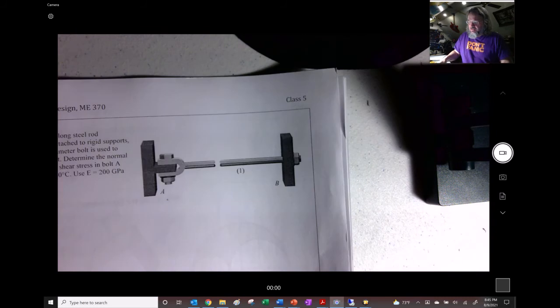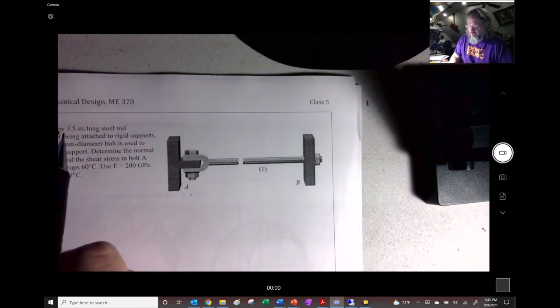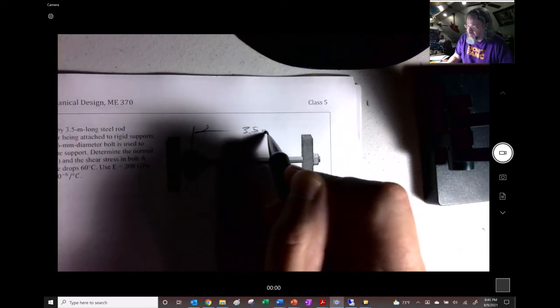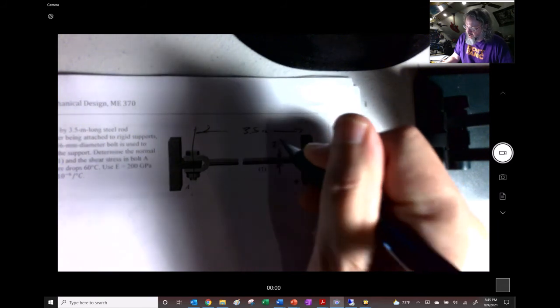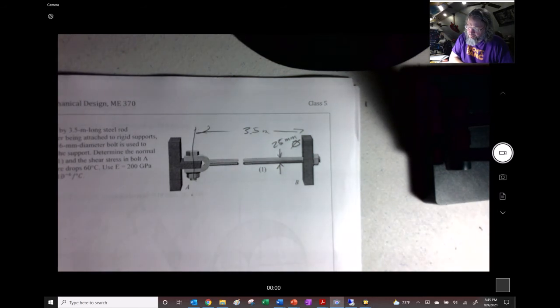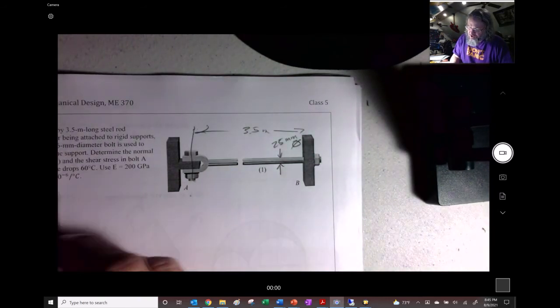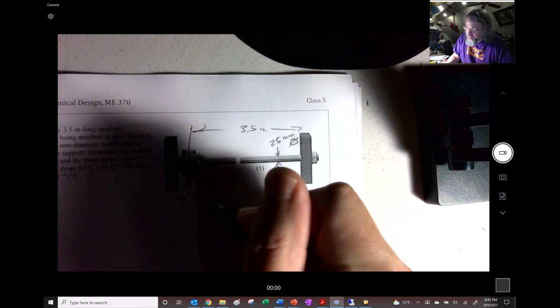But here's a simpler problem, and this is out of Philpott. We have this bar right here. So we have this 25 millimeter diameter bar that's 3.5 meters long. So it's a fairly long thing going on here, 3.5 meters. And it's 25 millimeters in diameter, so that's 1 inch, right? And it's stress-free when it's attached right here. And then here at the end, it has a 16 millimeter bolt right here. So this one is 16 millimeters.